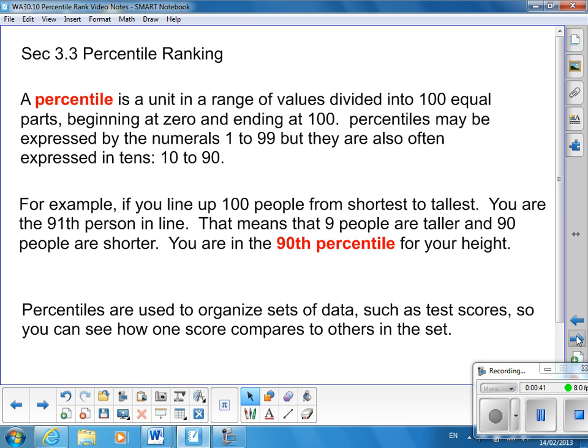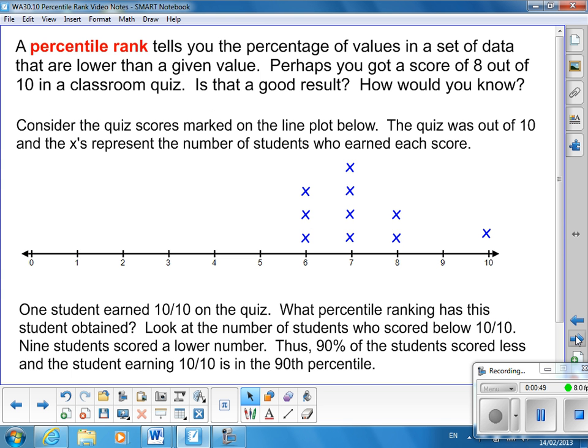Percentiles are used to organize sets of data such as test scores so that you can see how one score compares to others in the set. A percentile rank tells you the percentage of values in a set of data that are lower than a given value. Perhaps you got a score of 8 out of 10 in a classroom quiz. Is that a good result? How would you know? Consider the quiz scores marked on the line plot below.